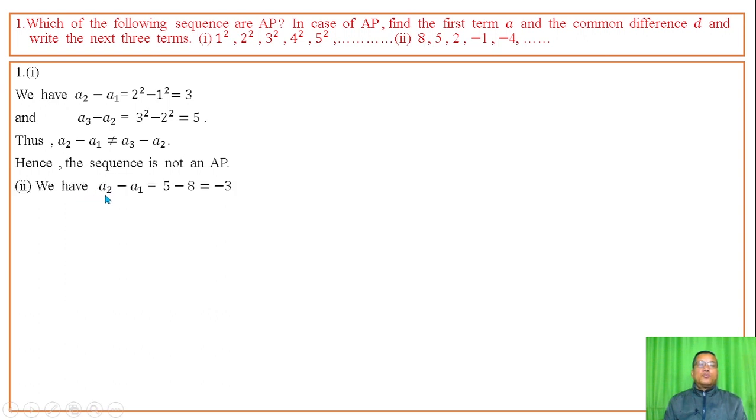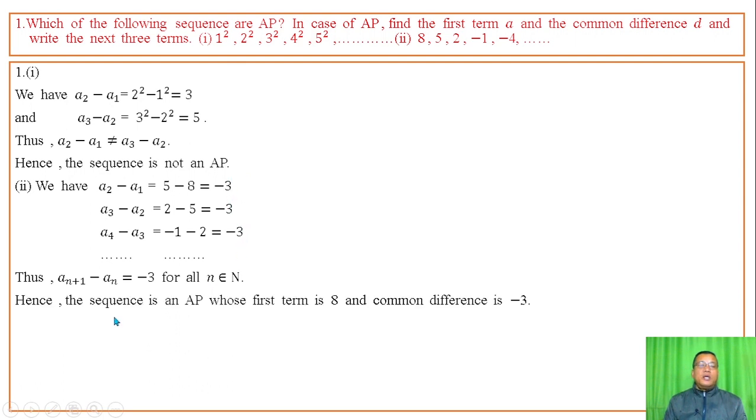For Roman number 2, we have A2 minus A1 is 5 minus 8, that is minus 3. A3 minus A2 is 2 minus 5, that is minus 3. A4 minus A3 is minus 1 minus 2, equal to minus 3. Proceeding similarly, thus A of n plus 1 minus An is equal to minus 3 for all n belongs to N. Hence, the sequence is an AP whose first term is 8 and the common difference is minus 3.